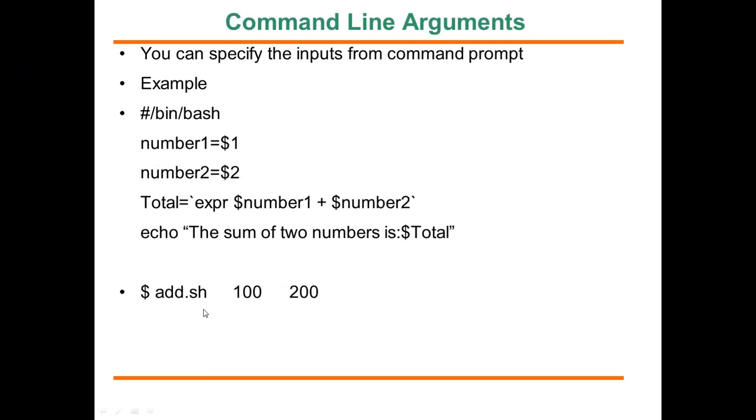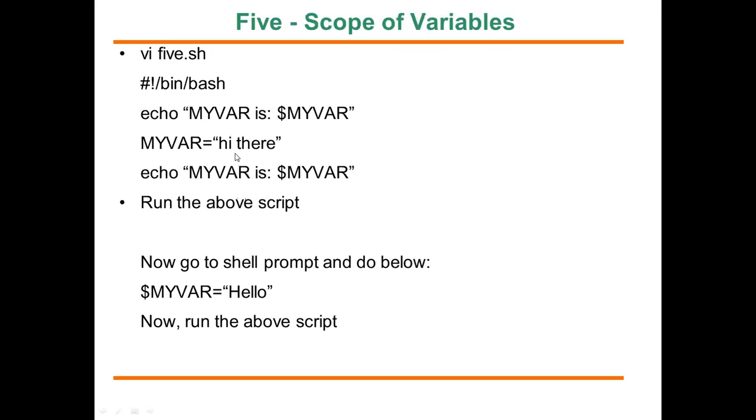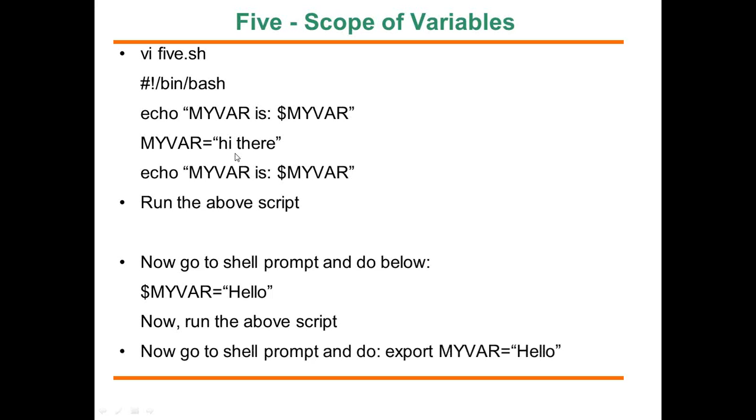The same command line arguments example I'm showing here. $1 is the first argument, $2 is the second positional argument. And the scope of variables we have already covered. Same example. So you can give it a try in the meantime.